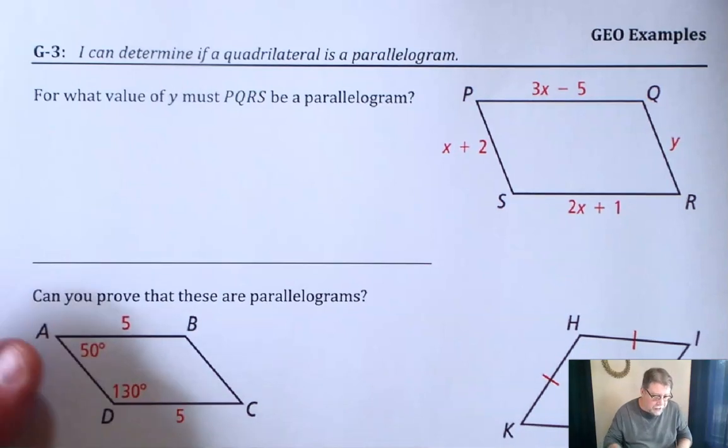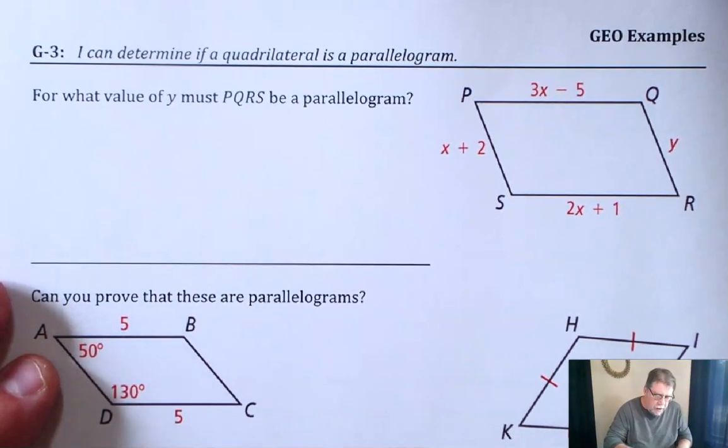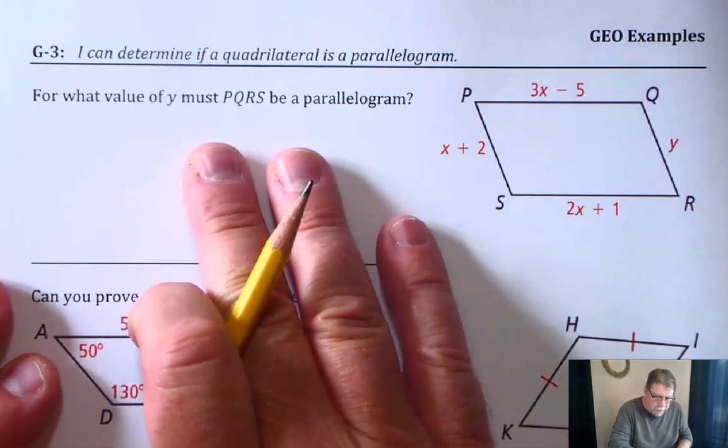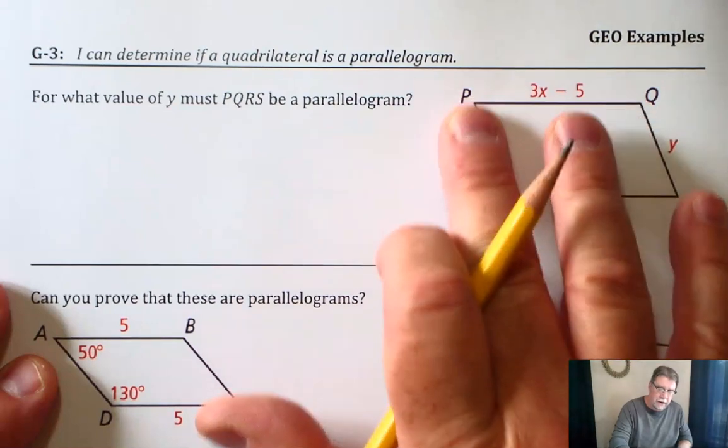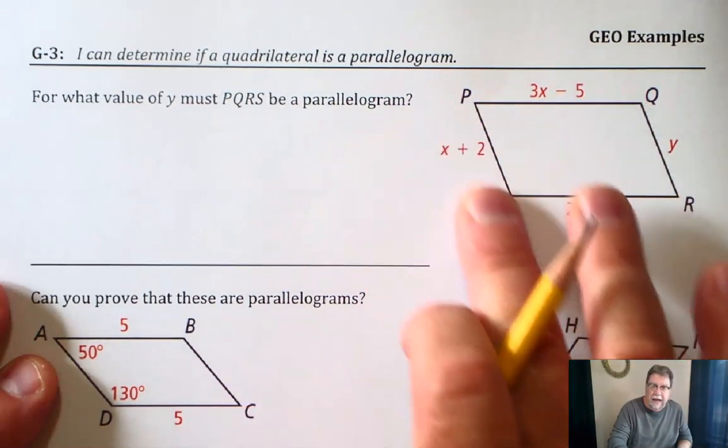Hi there, here's our first example of section G3. For what value of y must PQRS be a parallelogram? So what we're given here are measures of the sides.